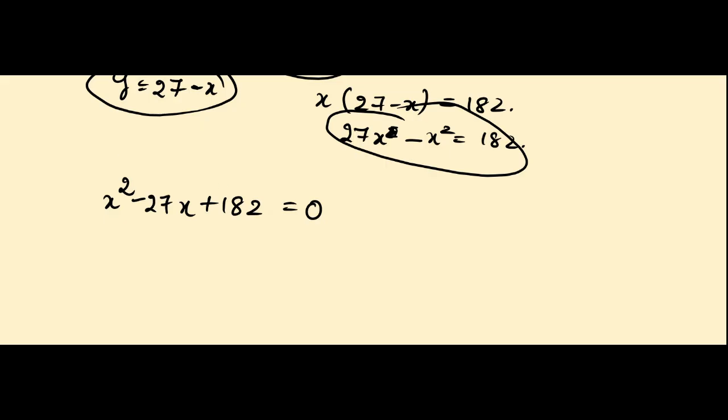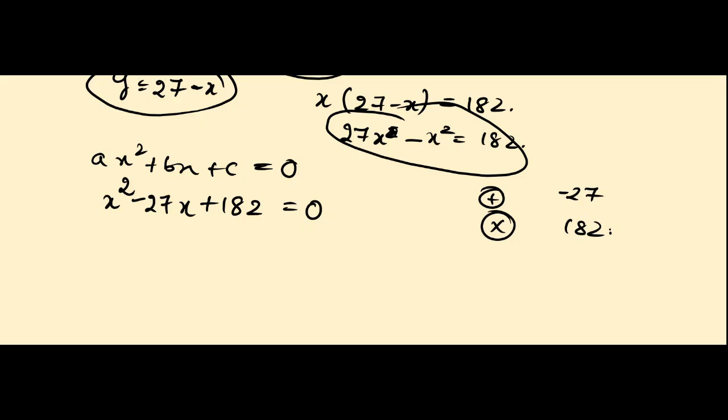We will write this in the form of ax square plus bx plus c is equal to 0, the standard form. Correct. Next, we are going to split this. When we add, we have to get minus 27, and when we multiply, we have to get 182. So the two numbers are nothing but 14 and 13.